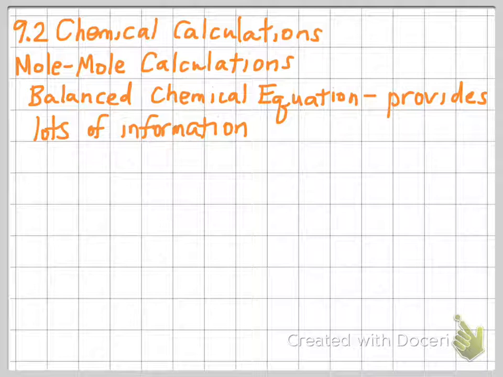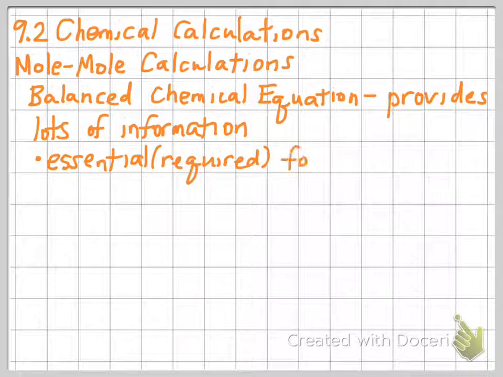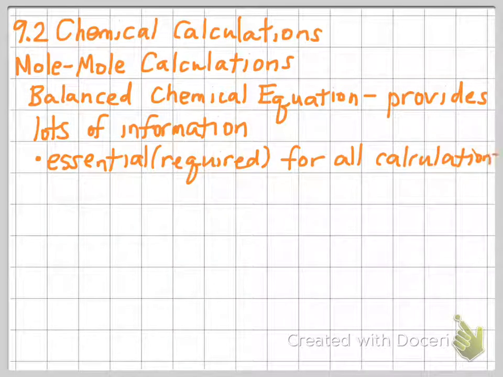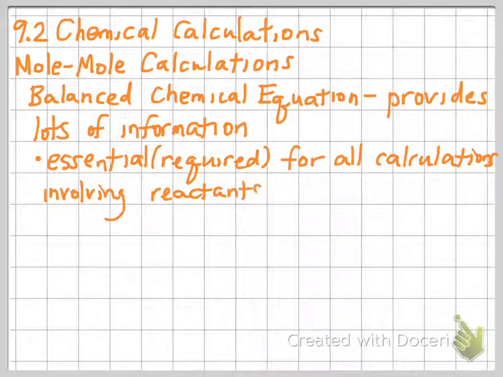Because of that, our balanced chemical equation is also essential, which is another way of saying required, for all calculations involving reactants and products. And again, that's what we're going to be doing in this chapter, okay? We're doing stoichiometry. We're calculating the amounts of reactants or the amounts of products. So we're always going to have a balanced chemical equation, even if the problem doesn't give us one.